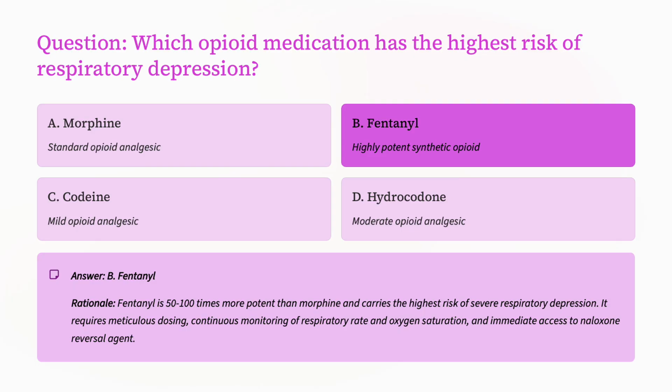It is actually 50 to 100 times more potent than morphine. And so you have to be really careful with dosing and make sure that you are monitoring patients extremely closely while they take this. Also, it's important to know that naloxone or Narcan is the antidote. And if you think that people are breathing too slowly, then you can give them a dose of Narcan and that will help reverse the effects of the opioid.